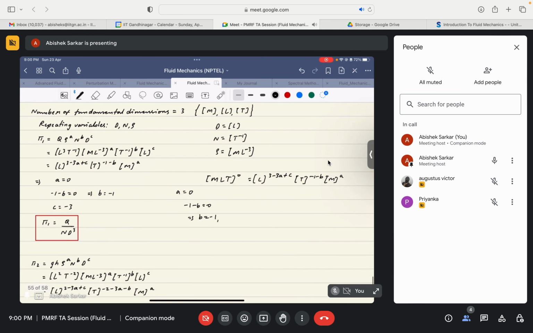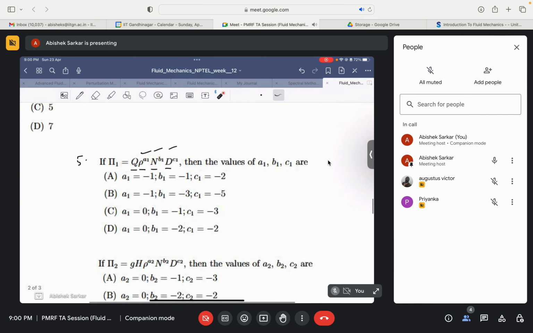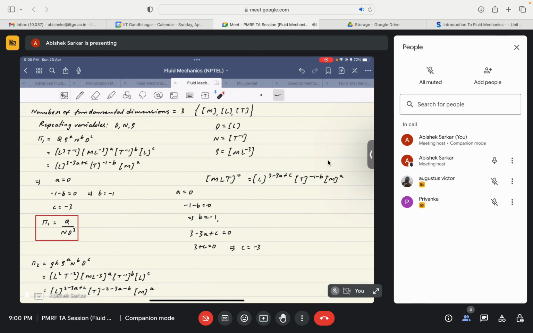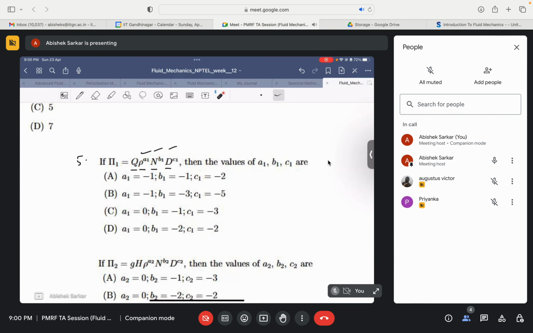Again, for L, 3 minus 3a plus c would be equal to 0. We have a equal to 0, so 3 plus c is equal to 0, so it gives us c equal to minus 3. In the question they have only asked us the values of a, b and c, so we got a as 0, b as minus 1 and c as minus 3. So let me cross check. Yes, so the correct option would be C.